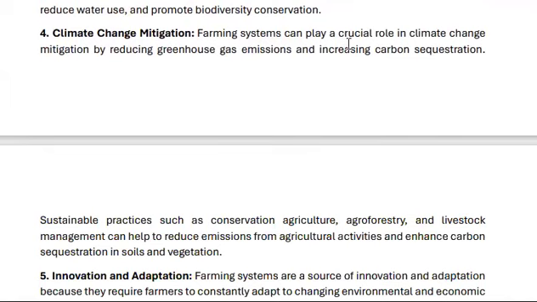So farming systems play a crucial role in climate change mitigation by reducing greenhouse gas emissions and increasing carbon sequestration. Sustainable practices such as conservation agriculture, agroforestry, and livestock management can help to reduce emissions from agricultural activities and enhance carbon sequestration in soils and vegetation.